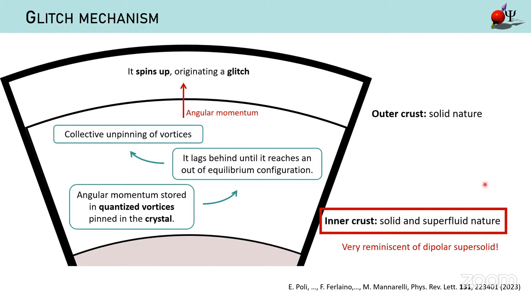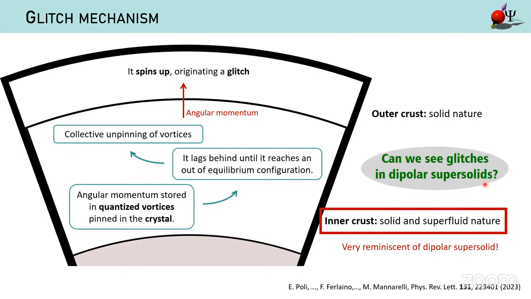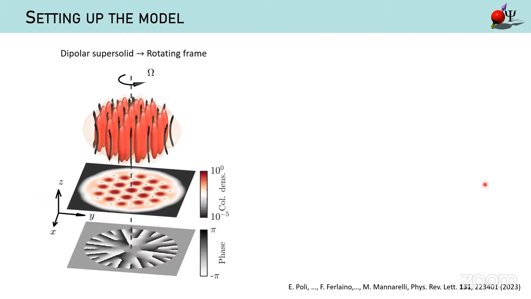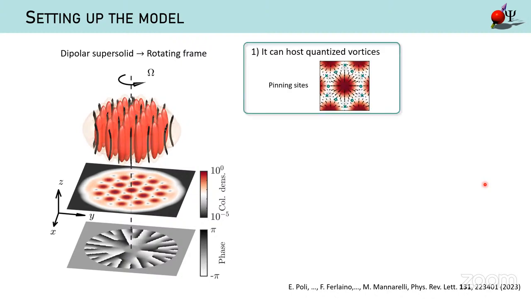Now, the fact that this inner crust is very reminiscent of our dipolar supersolid led us to the question, okay, can we actually see glitches also in dipolar supersolids? And so what we did, we set up a model to see this. We took our initial state. We know that this state, first ingredient, can host quantized vortices that are pinned in specific points of the crystal.